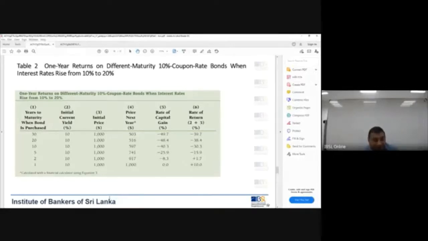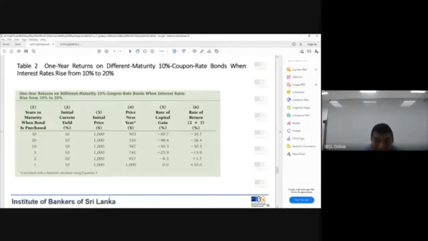And similarly, you can see the impact on a 30-year bond. Okay, the impact is greater as the maturity is longer. So what you simply see is 10% has increased to 20%. As a result, with the interest rate increase, the price decreases from 1,000 to 503.